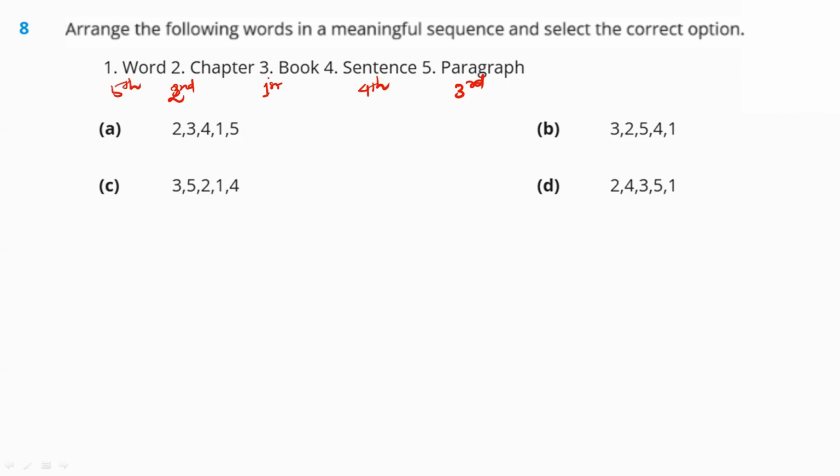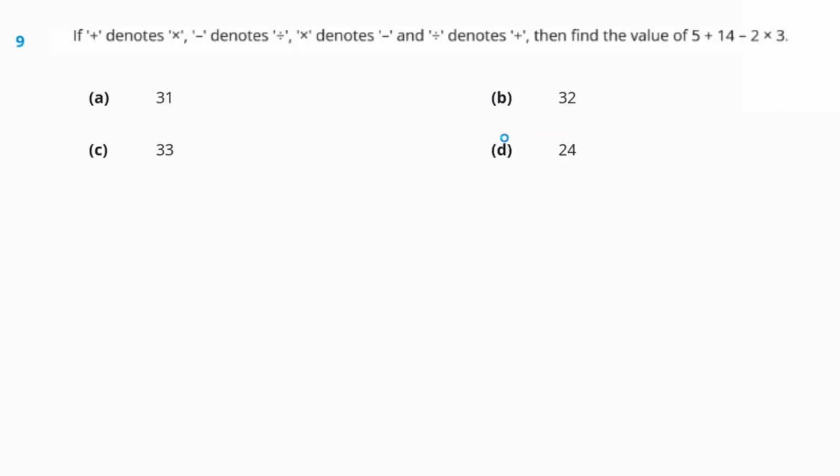So our numbering should be 3, 2, 5, 4, 1. Option number B is our correct answer. Next, if plus denotes multiplication, minus denotes division, multiplication denotes minus, and division denotes plus, then what is the value of 5 plus 14 minus 2 into 3?